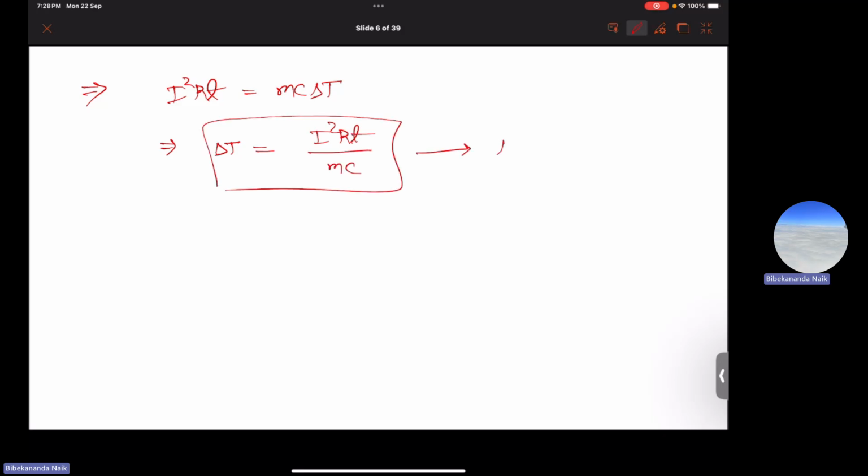to raise the temperature. So in that case it will be I square RT equals mc delta T, that implies delta T, that is the change in temperature, equals I square RT divided by mc. So from this relation we can say the change in temperature is directly proportional to the square of current, provided that all the remaining things are constant.